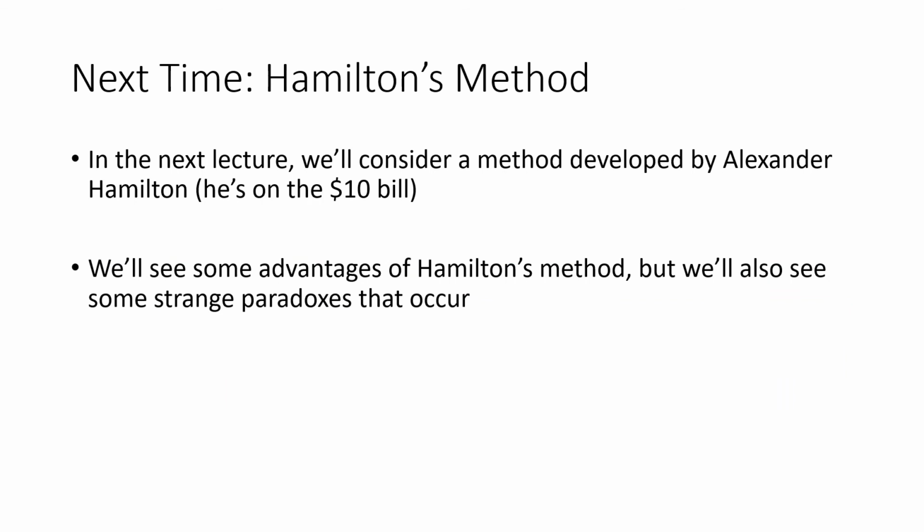So that's where we'll stop for now, but in the next lecture we're going to consider a method to solve this problem that was developed by Alexander Hamilton. You might have heard of him, he's on the $10 bill. We're going to talk about some advantages of Hamilton's method, but we're also going to see some weird paradoxes that occur. So we'll talk about all of that in the next lecture.